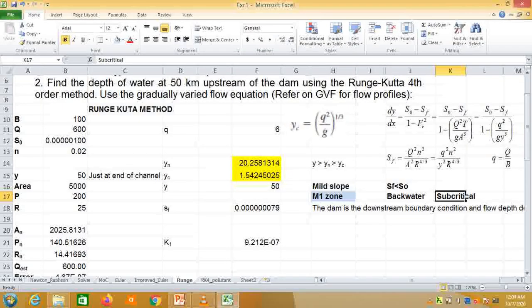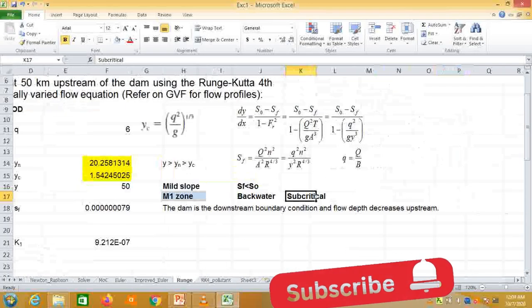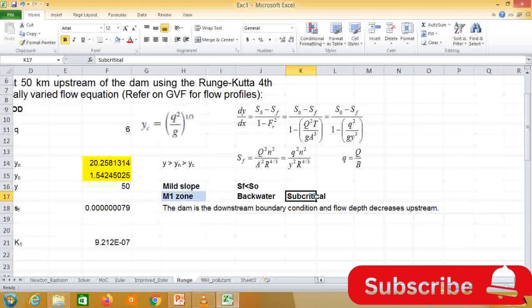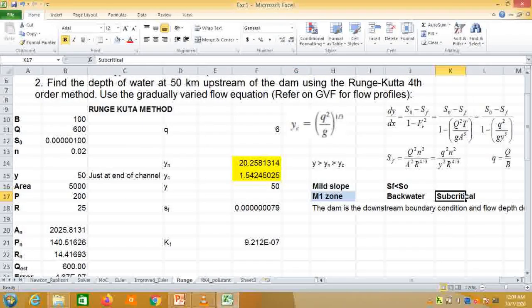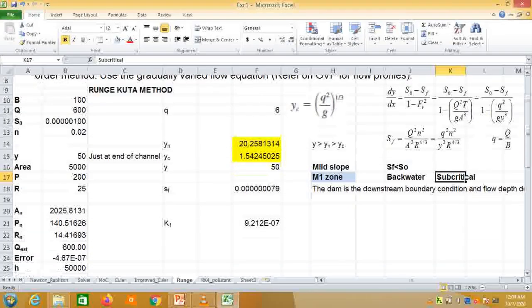So under such circumstances, the dam is a downstream boundary condition. So the depth decreases upstream, or it's increasing as you go to the dam, obviously. So using the Runge-Kutta method, let's first find the 4 slopes. Let's first find the slope, which is obviously the ratio of dy per dx here.